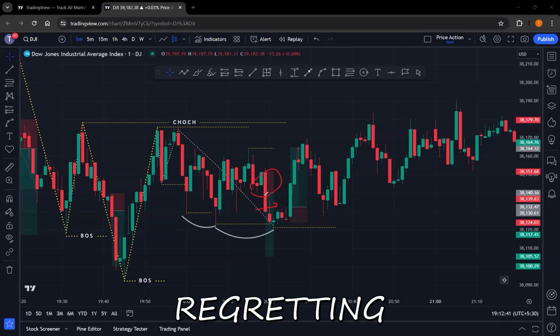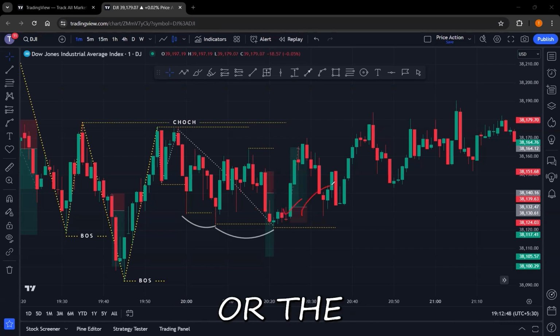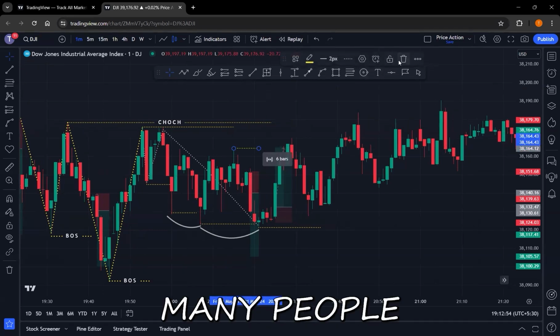If you would have been regretting about the stop loss, or thinking about the stop loss, then there is a high probability that you'll be losing the next trade, or you'll be messing around with your setup again and again. Okay, so this is one of the big reasons that many people are not profitable till yet.